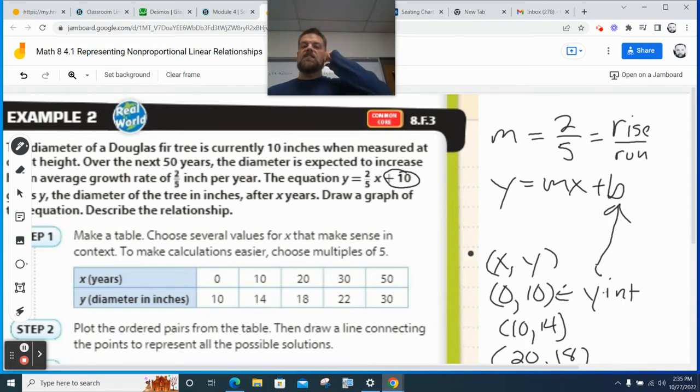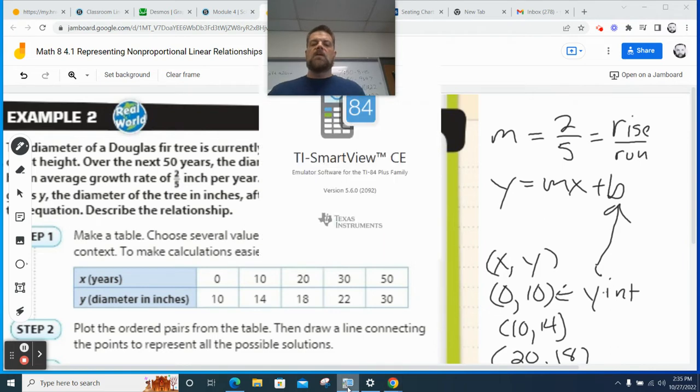Oh, one last thing. Let's graph this in a graphing calculator so you guys can figure this out. Turn on your graphing calculators, ladies and gentlemen.